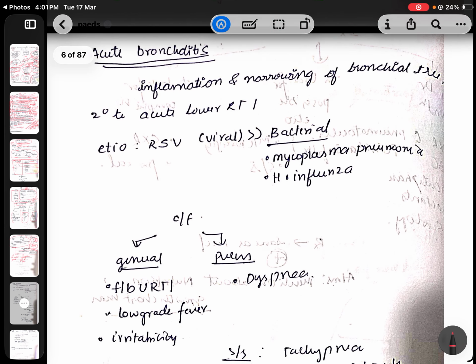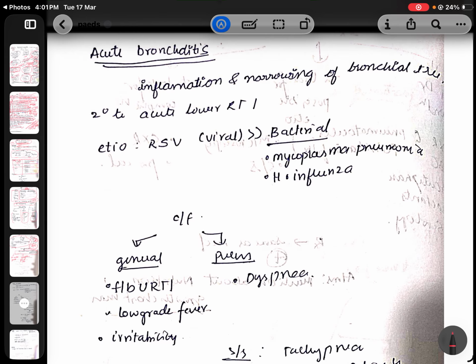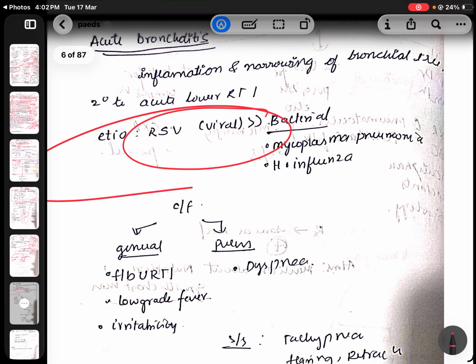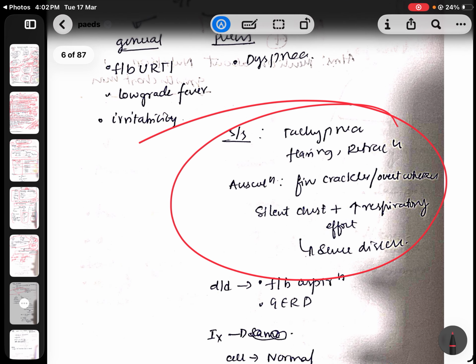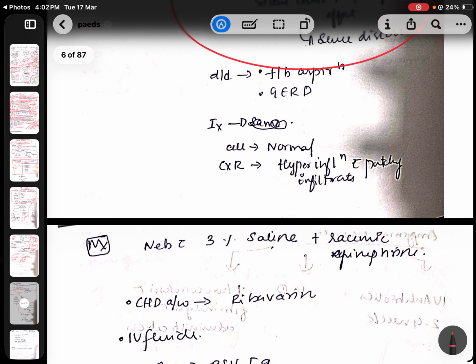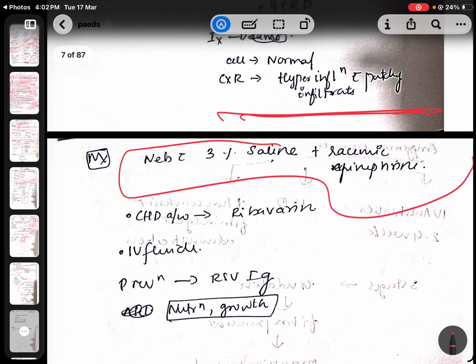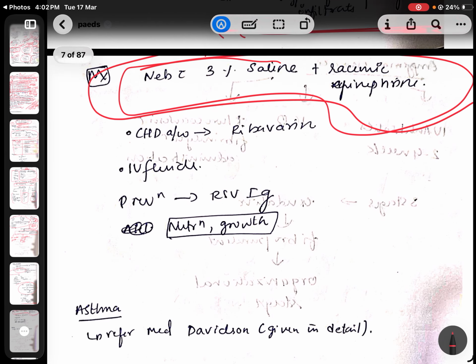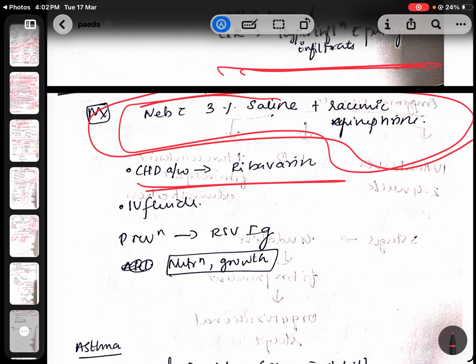That's what I follow. Then what are the other diseases which are not there in medicine but are a core part of pediatrics? Acute bronchitis. What happens is lower airway inflammation and narrowing of the bronchial tree secondary to acute lower RTI. Again, the most important cause is viral, which you need to talk about. The signs almost remain the same, but here obviously while writing clinical features you need to mention that also. Again, in management, one thing which you need to talk about is this. But if there are any congenital heart diseases associated with bronchitis, then you also have to start ribavirin. So that's all.